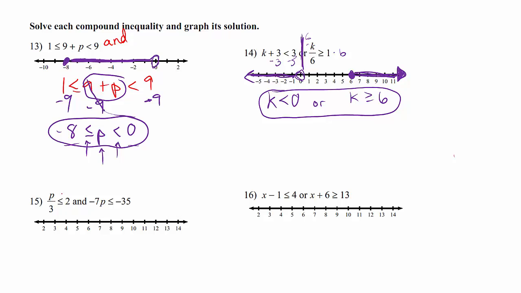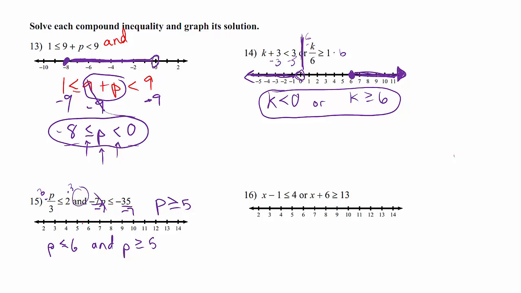So same kind of deal on 15 and 16. 15 says "and," so it's even more clear than 13 was. We're going to multiply by 3 and get that p is less than or equal to 6. And we're going to divide by -7. We're going to go, aha, I divided by a negative, that makes me flip the inequality. So p is greater than or equal to 5 and p is less than or equal to 6.